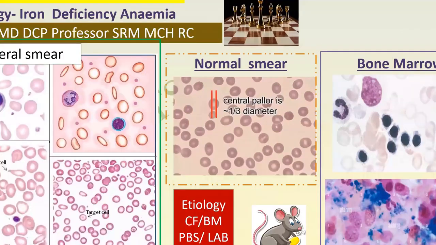In hematology, there are two things which are of paramount importance. We cannot ignore them at all. One is the peripheral smear, two is the bone marrow smear. Now, what I am showing you is a normal peripheral smear in which the RBCs are more or less equal, and then there is a central area of pallor which is not exceeding 1/3 of the diameter.